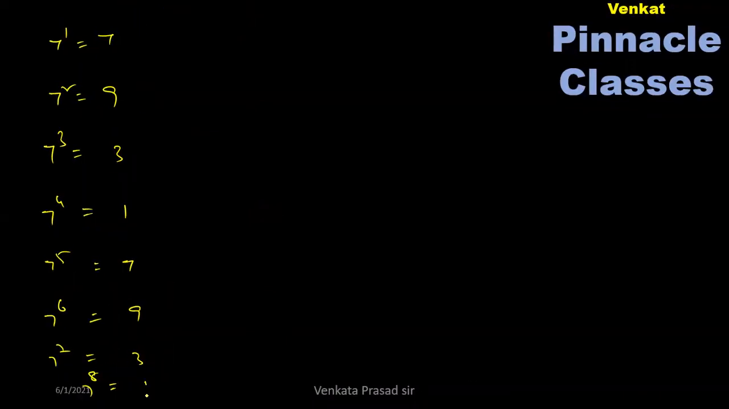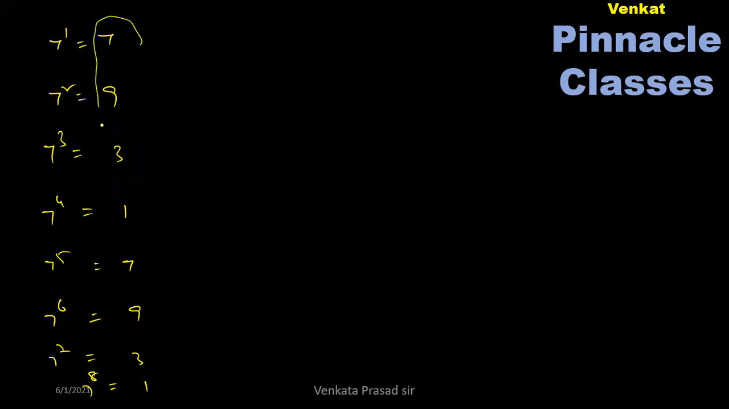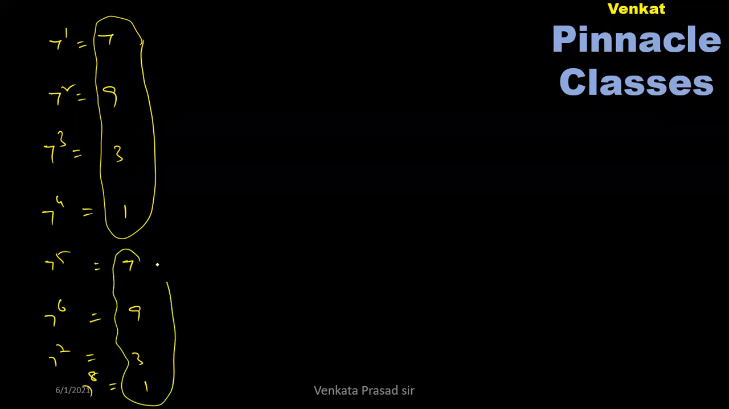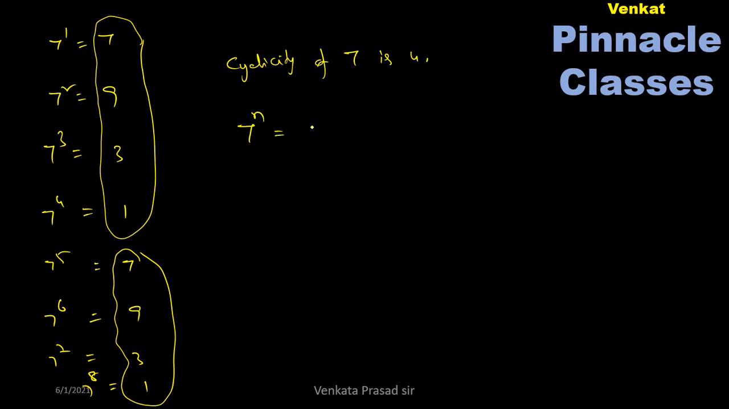7 power 8 is how much? So what you are observing here also? 7, 9, 3, 1. 7, 9, 3, 1. Repeated digits. Therefore, cyclicity of 7 is 4. That's why every time you are writing 7 power r only.